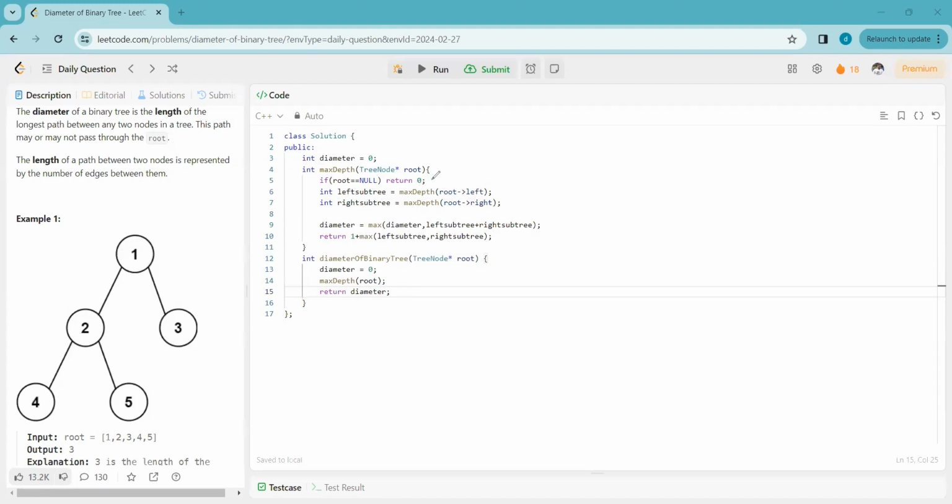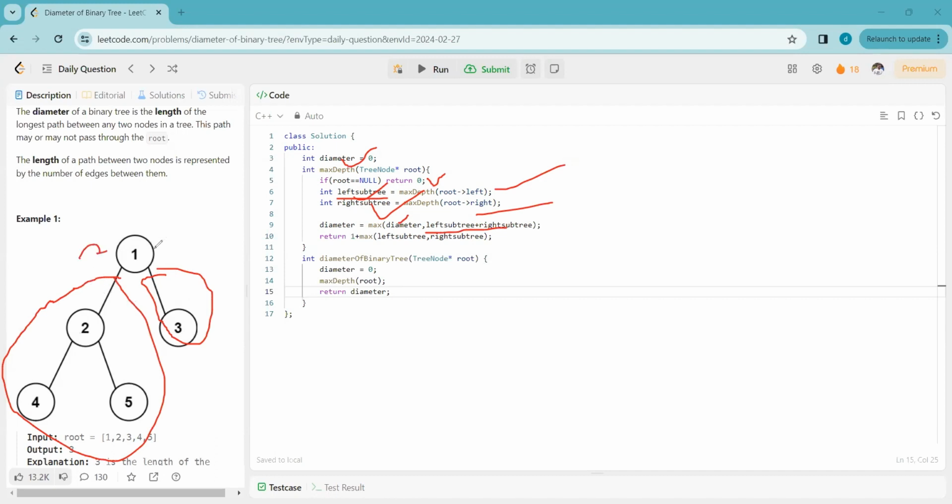So if the root node is null, that means the depth is 0. Else we will first find the depth of the left subtree and then the depth of the right subtree. Once we have the depth of both the left and right subtree, that means we have this depth as well as this depth, then we will update this global variable with the existing value or left plus right subtree. So here the depth was 2, here the depth is 1, so 2 plus 1, we will update the diameter and then we will return to its parent.